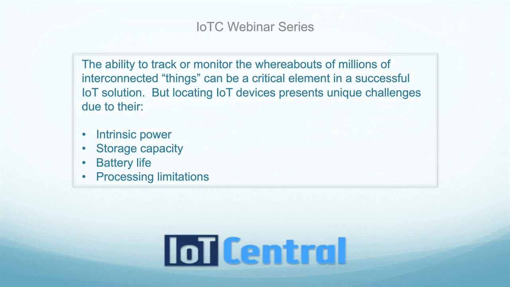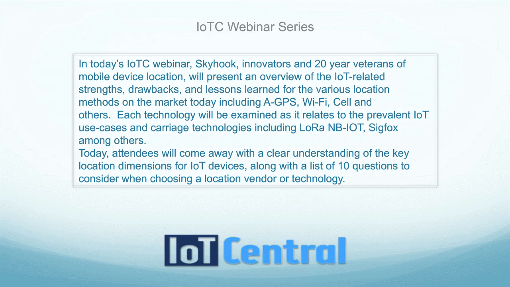The ability to track or monitor the whereabouts of millions of connected things can be a critical element in a successful IoT solution. But locating IoT devices presents unique challenges due to their intrinsic power, storage capacity, battery life, and processing limitations. Today's IoT webinar, Skyhook, innovators and 20-year veterans of mobile device location, will present an overview of the IoT-related strengths, drawbacks, and lessons learned for various location methods on the market today, including AGPS, Wi-Fi, cell, and others. Each technology will be examined as it relates to the prevalent IoT use cases and carriage technologies, including LoRa, NB-IoT, Sigfox, among others. Today, attendees will come away with a clear understanding of the key location dimensions for IoT devices, along with a list of 10 questions to consider when choosing a location vendor or technology.